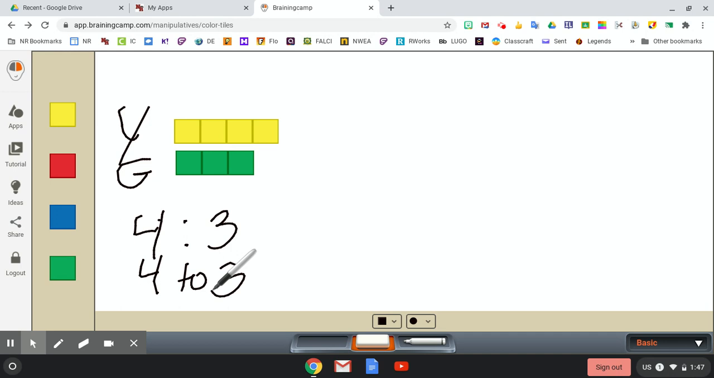Okay, so that means for every 4 yellow, there are 3 green. And that's important to understand when we think about equivalent ratios.